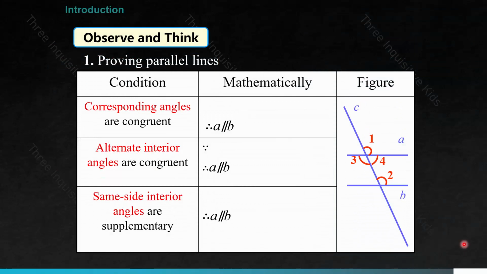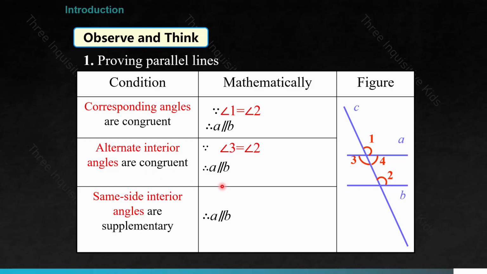Observe and think. 1. Proving parallel lines. In the last lesson, this is what we learned. If angle 1 is equal to angle 2, then A is parallel to B, since corresponding angles are congruent. If angle 3 is equal to angle 2, then lines A and B are also parallel, because alternate interior angles are congruent as well.